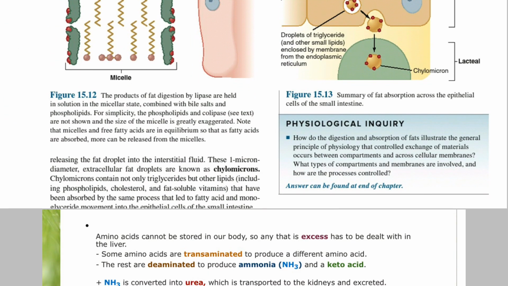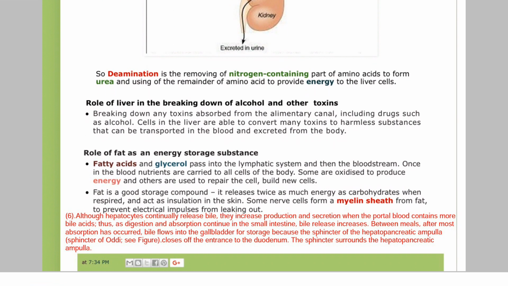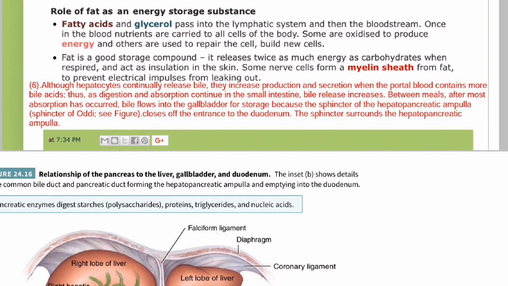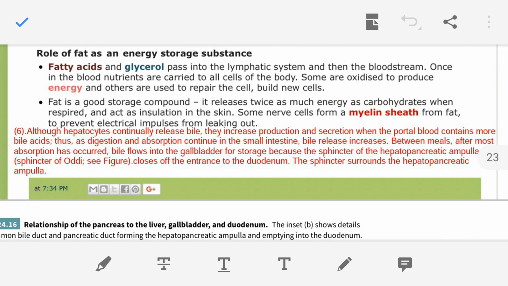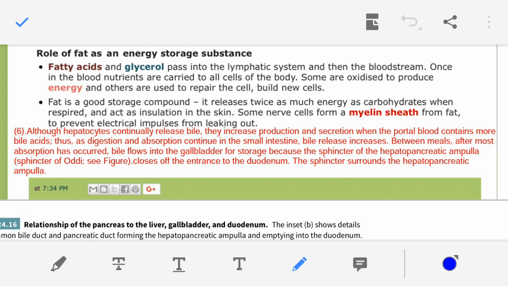Now moving on to the sixth point. See, the hepatocytes, although they are continuously producing and secreting the bile all the time, the hepatocytes of the liver, increase this bile production and secretion when the portal blood contains more bile acid.